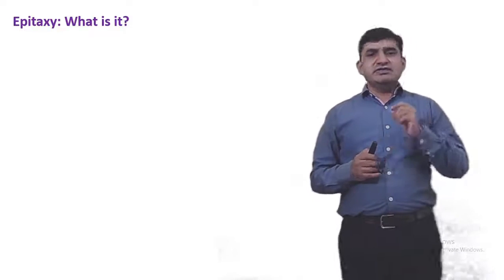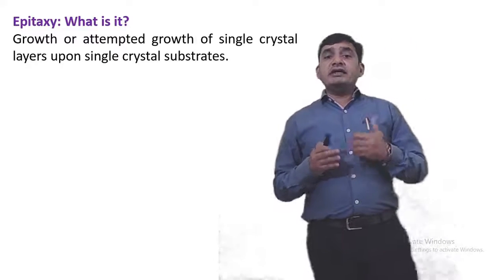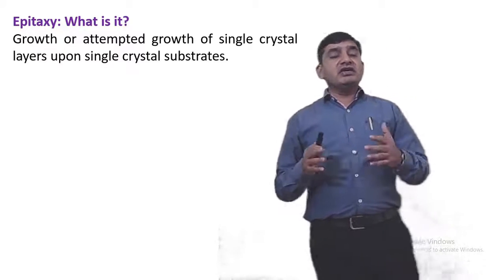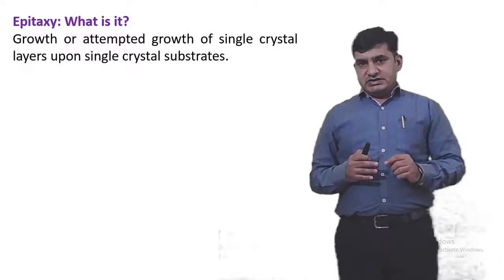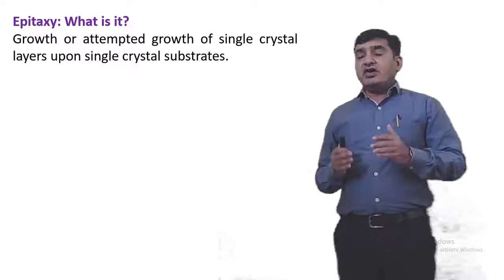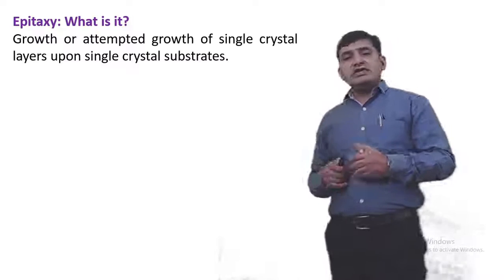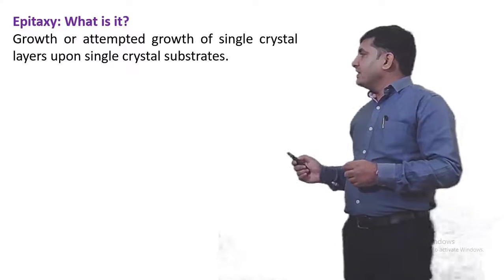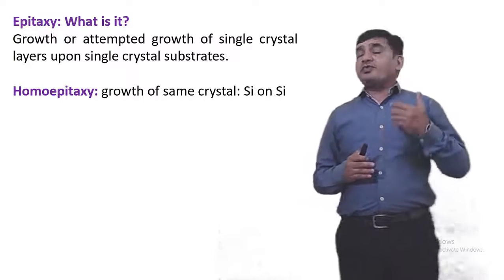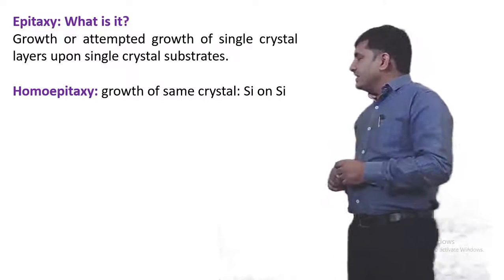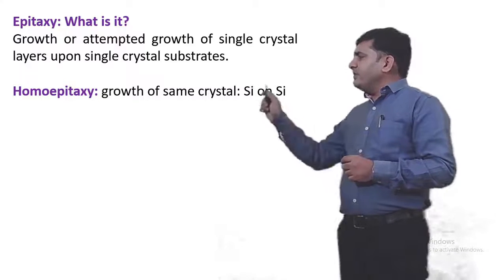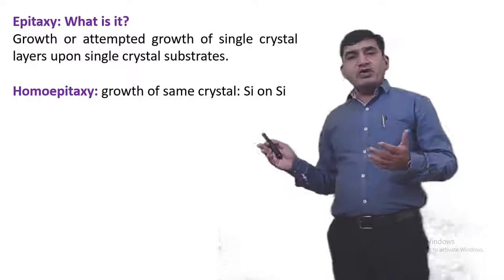The question arises, what is epitaxy? It is the growth or attempted growth of a single crystal layer upon a single crystal substrate. That is, the single crystal layer is deposited on a single crystal substrate. There are different types of epitaxy. First is homoepitaxy, in which the same crystal is grown. That is, when silicon is deposited on a silicon crystal, the epitaxy is homoepitaxy.